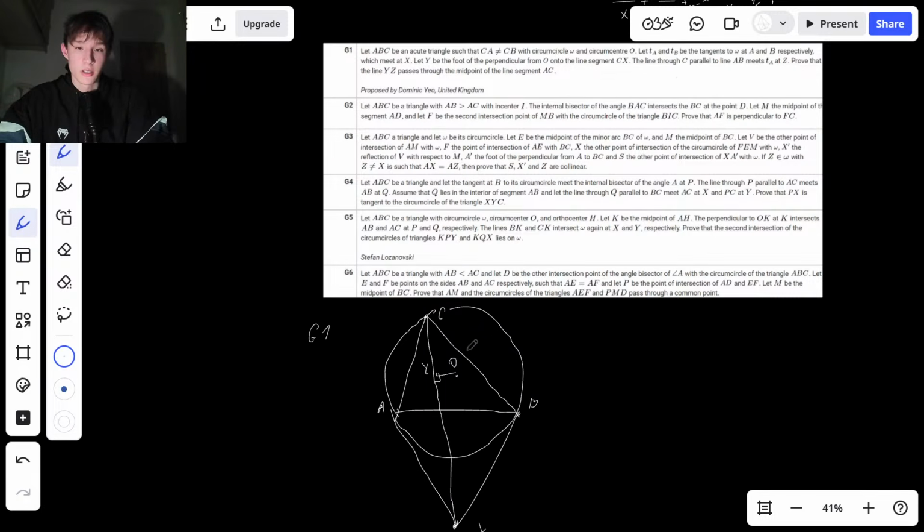The line through C parallel to AB meets TA, the tangent at A, at some point Z, and show that the line YZ passes through the midpoint of AC. Okay, that's interesting by the way. I've never seen that, but it's very simple. So if I take the midpoint M of AC, I know that.